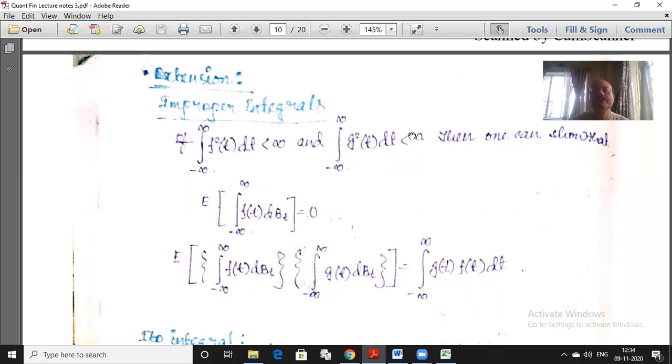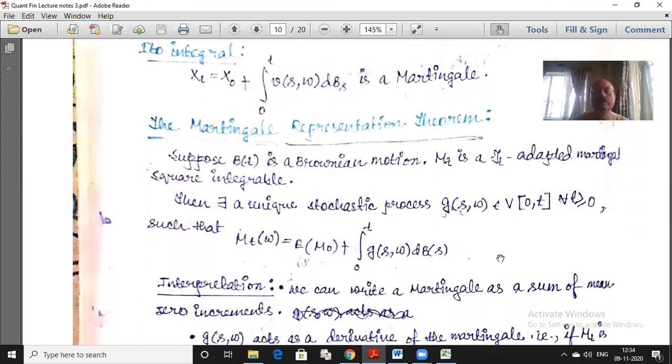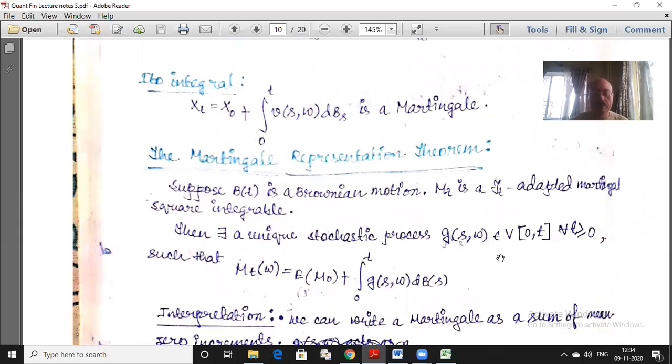Okay. So then I will talk about one more important result. It is a result which is theoretical in nature, but it's again a very strong result. It is like the Kolmogorov continuity theorem and Itô's lemma. It's a very fundamental result. So what is the result?